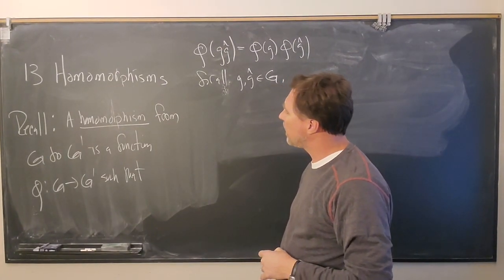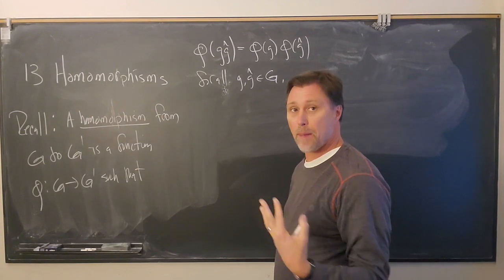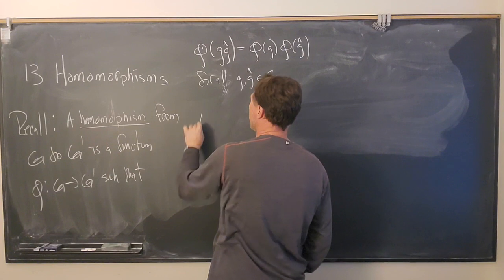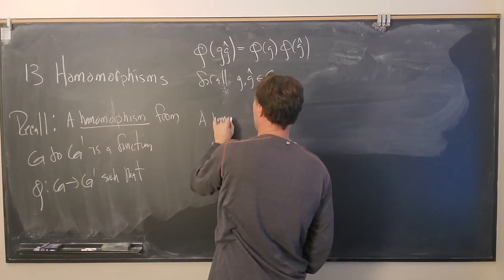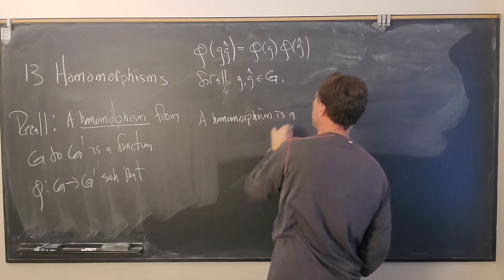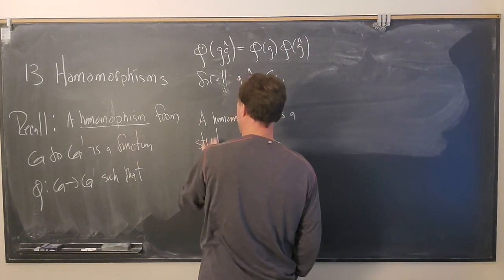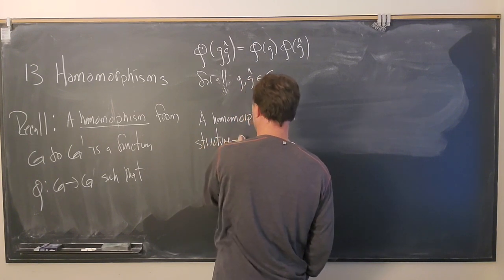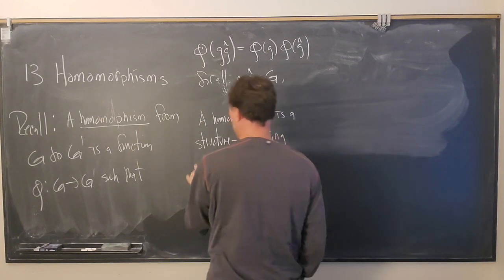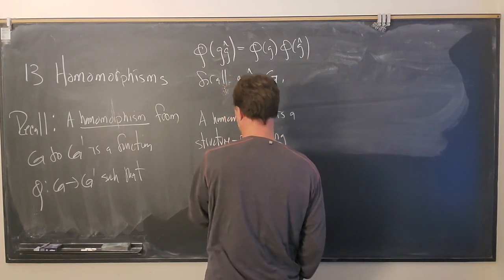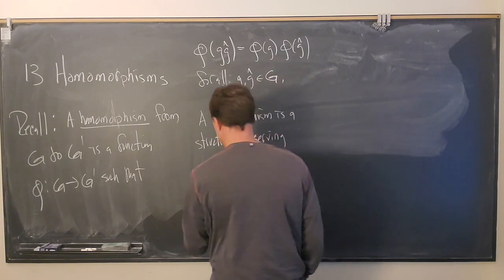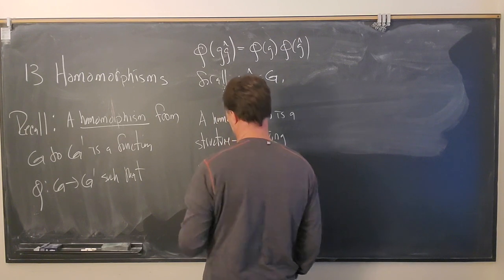A homomorphism then is a structure-preserving map between groups. So this is just paraphrasing this: a homomorphism is a structure-preserving mapping between groups. Now, what do I mean when I say structure, the group structure?